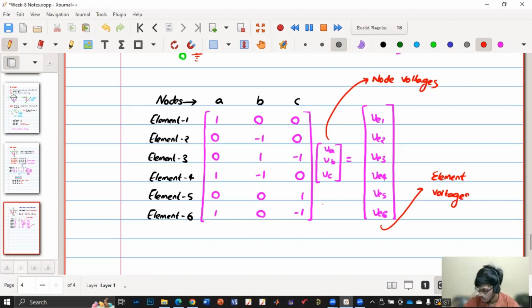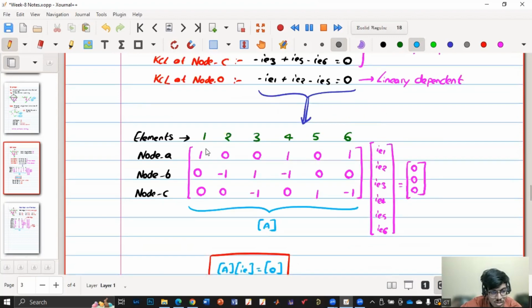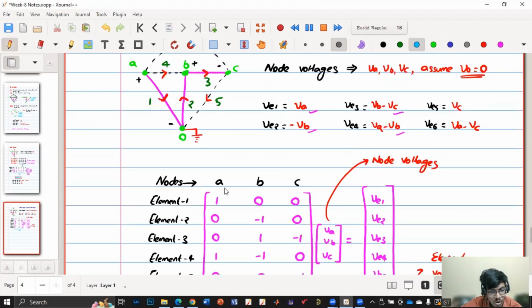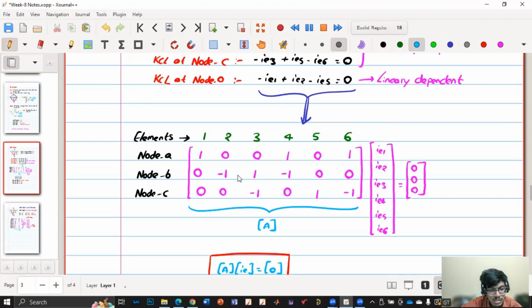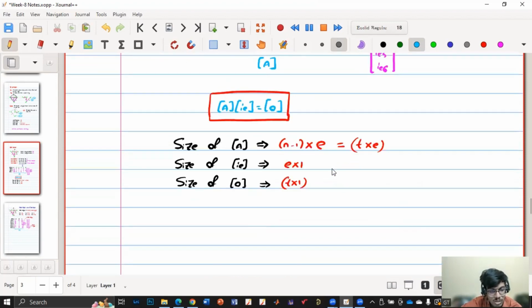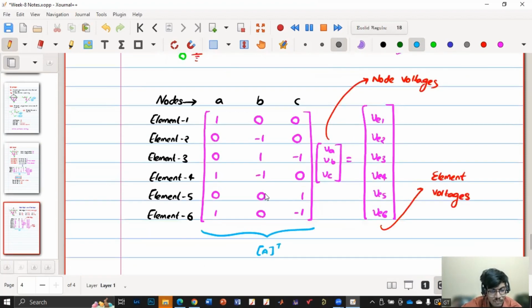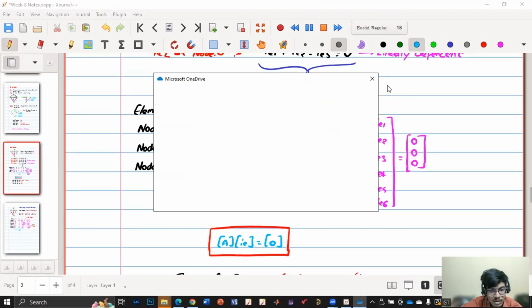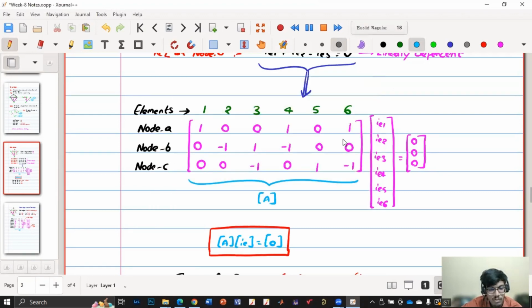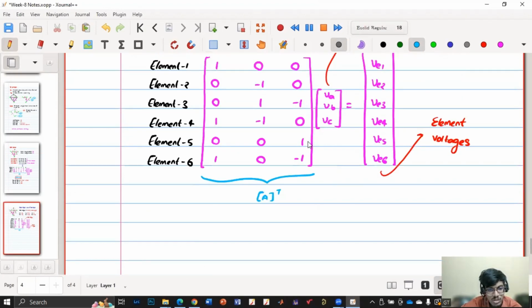All right. And if you see this one, this will be A transpose. Previously we got A, now it is A transpose. So how do you get A transpose? The first row will be the first column, right? So first row is 1, 0, 0, 1, 0, 1. So the first column is 1, 0, 0, 1, 0, 1. Second row will be second column. Second row is 0, minus 1, 1, minus 1, 0, 0. Third row here is 0, 0, minus 1, 0, 1, minus 1.